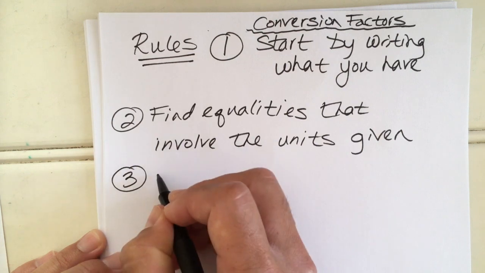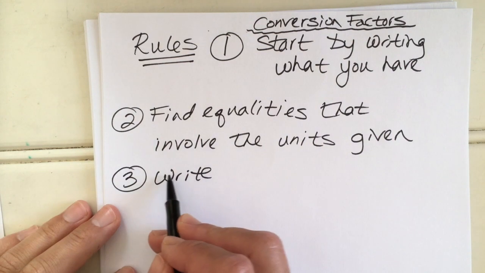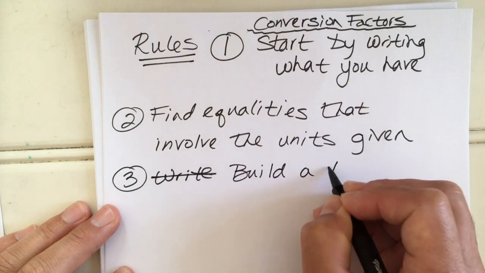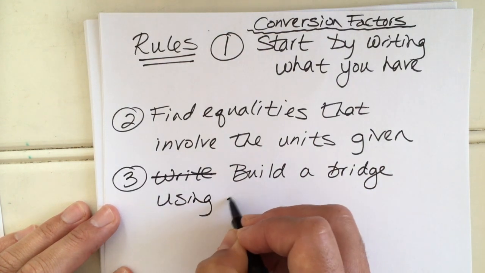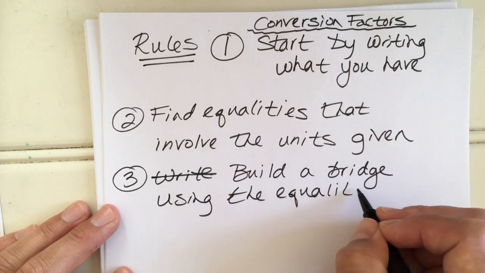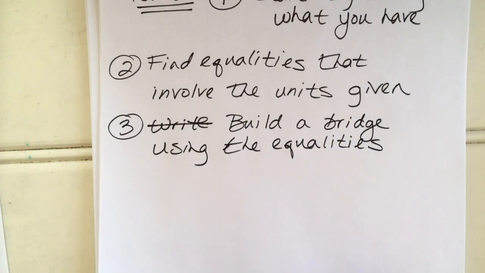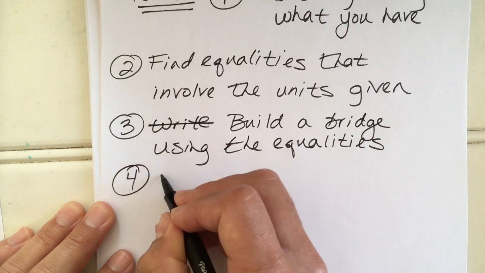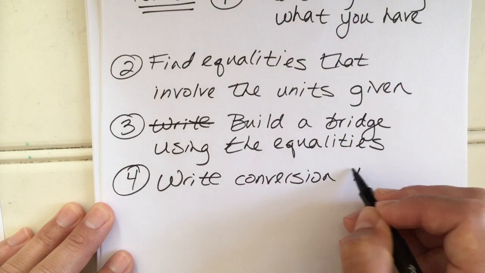And then we're going to write, or maybe I should say build a bridge using the equalities, and then write conversion factors. All right.